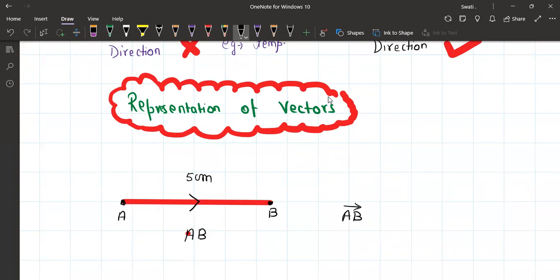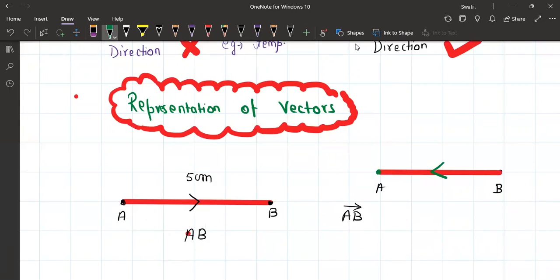Okay, so this is how we represent a vector. Now let us look at the same line segment A to B. This is point A, this is point B, and I am drawing a line once again, but this time I am changing its direction. What is the meaning of changing the direction? Now the arrow is directing towards A.